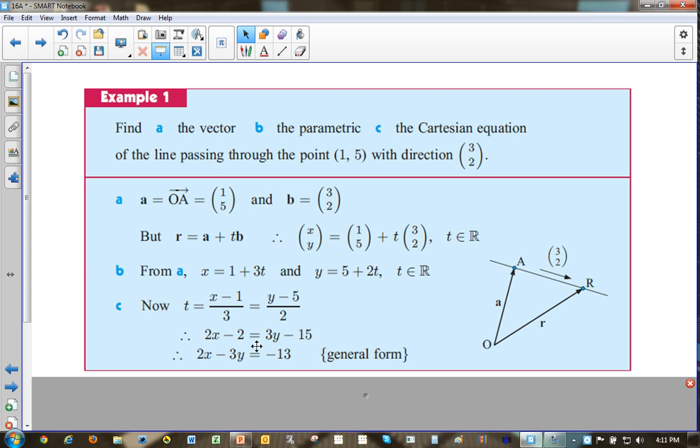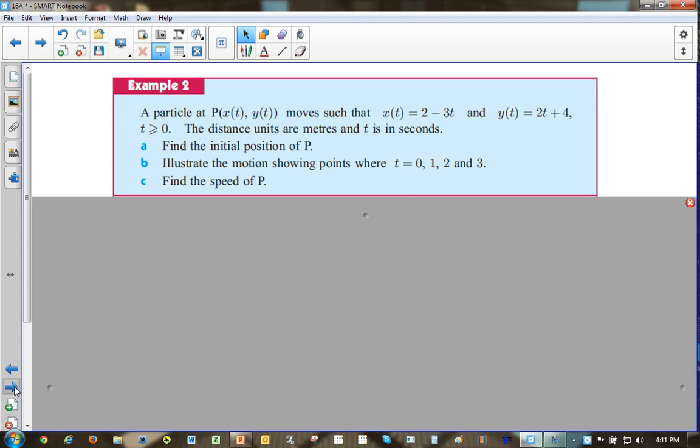So, 3 ways of writing the equation of a line now that we know how to deal with vectors: the vector form of a line, the parametric form, and the Cartesian form, and you need to be ready to do all 3. In the second example, we have a particle, and x and y are both dependent on time.